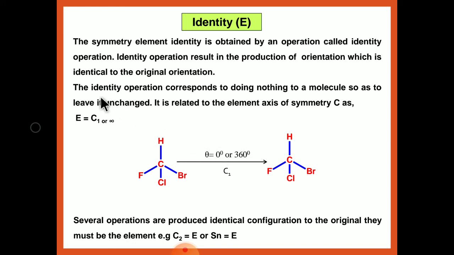In another way we can also say that the identity operation corresponds to doing nothing to a molecule. So a 0 degree rotation means a do-nothing operation. So identity E is the identical molecule. So where several operations produce a configuration identical to the original, they must be equivalent to the element E. For example, C2 squared is equal to E, or Sn to the power n is equal to E, which we have already seen in a previous video. So these three important symmetry elements we have covered in this video.